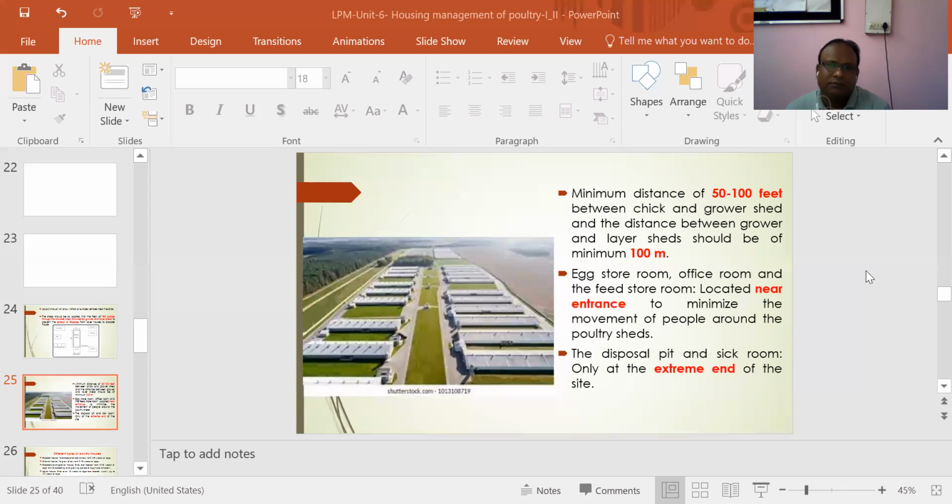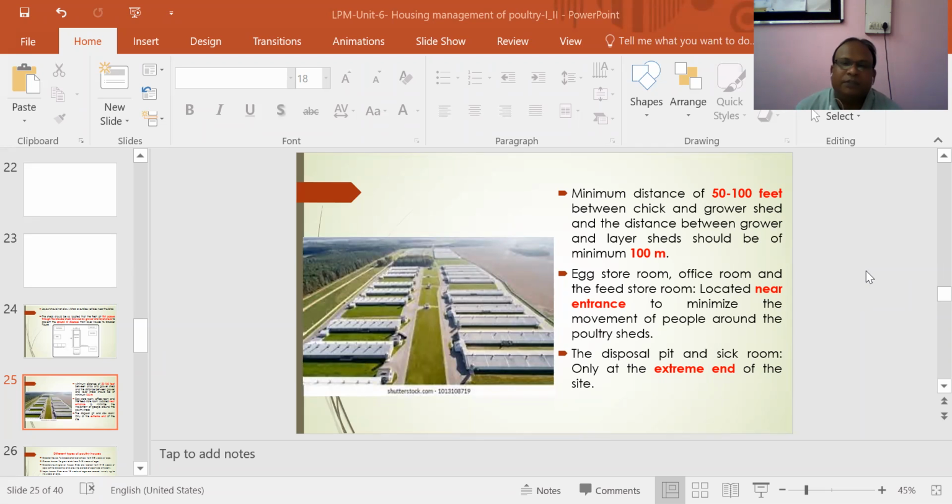The egg store room, office room, and feed stores are located near the entrance of the farm, because at the egg store room, office room, and feed store there is frequent movement of people, so they should be arranged at the entrance of the poultry farm.